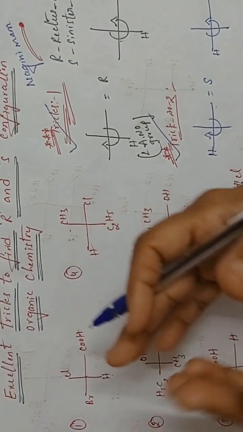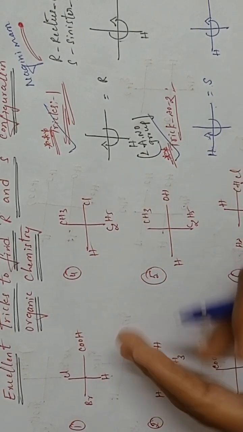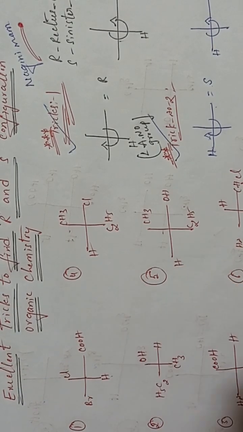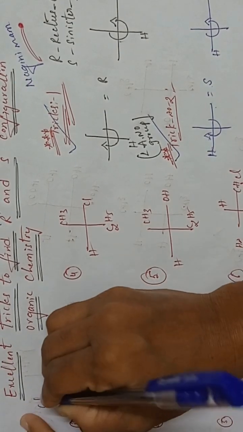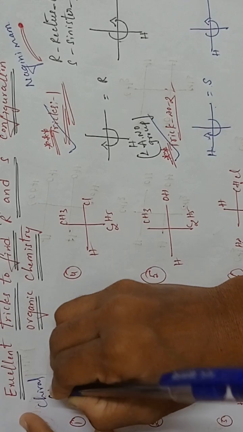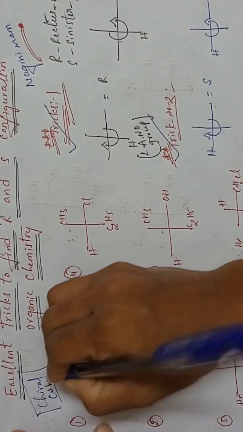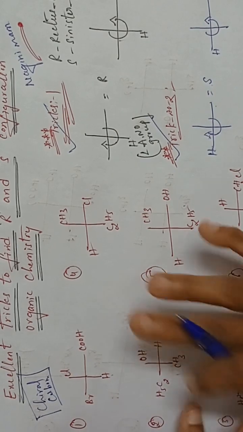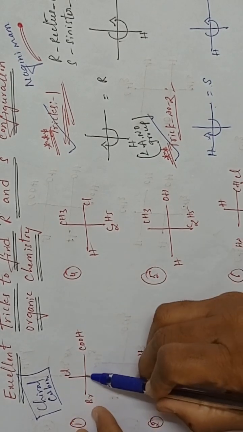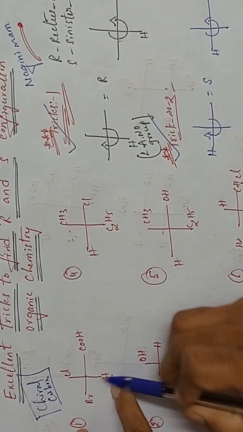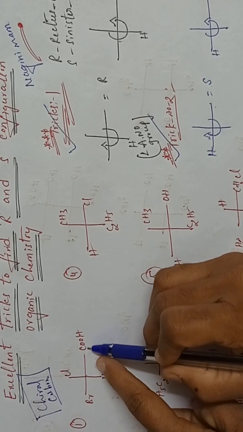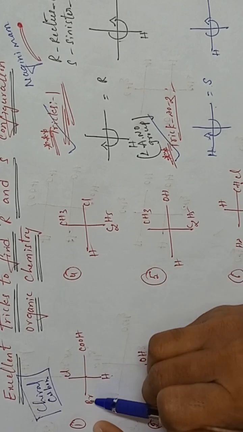In 2 chiral carbons, how to write R and S configurations also I will discuss in this session. This is the one chiral carbon case. Only one chiral carbon, so it is surrounded by 4 different groups. Now see, students, here this carbon is attached to bromine, hydrogen, chlorine and carbon.